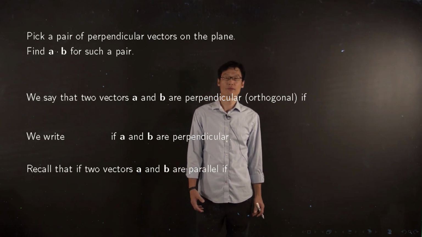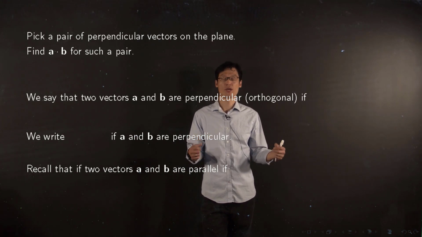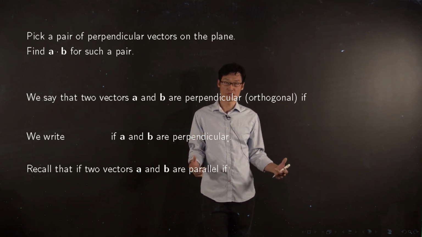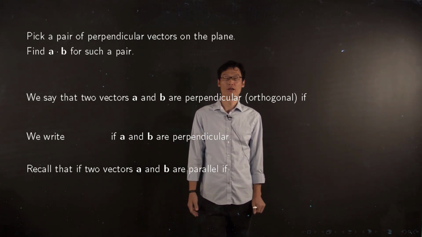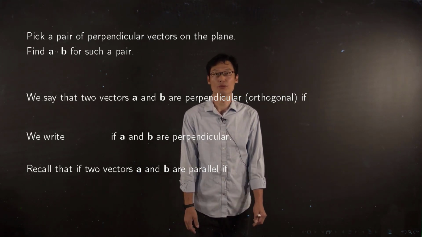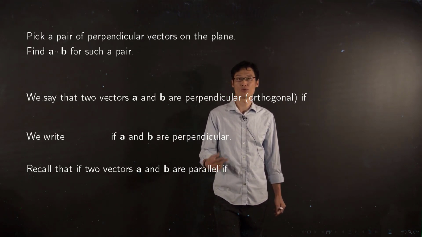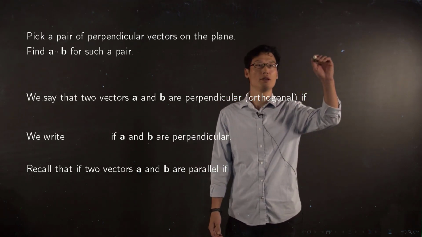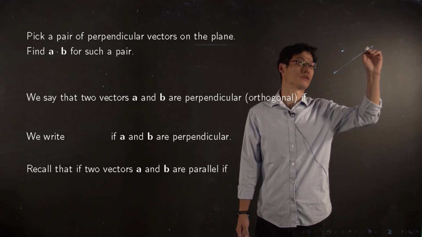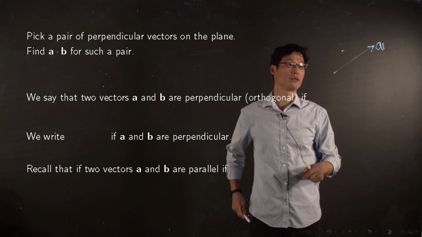All right, so as a quick application of dot product, we will discuss when two vectors are perpendicular, and then we will define orthogonal complement. So let me start with some quick example. Pick a pair of two vectors which are perpendicular. So we have vector A and then vector B.